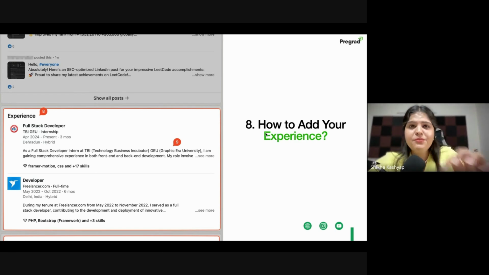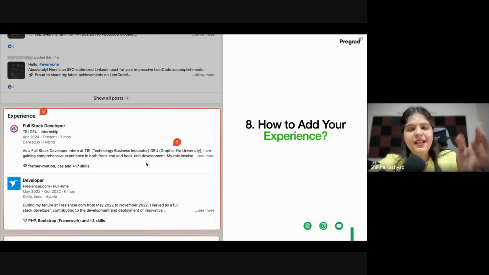And the beautiful part to learn from this profile is he has written full stack developer, but he has explained what he did in that experience. This is very important. The ninth point that I've marked. So when you write your internship, please add what you did there as an intern. Your role is very important.